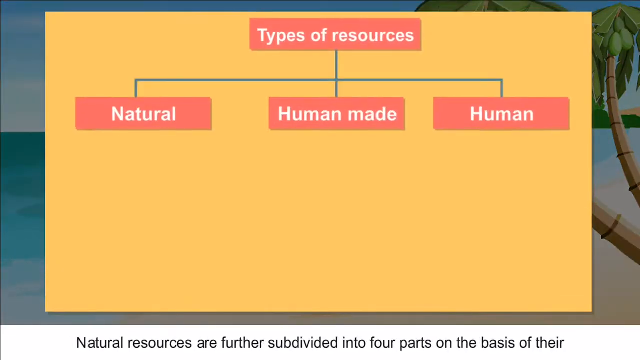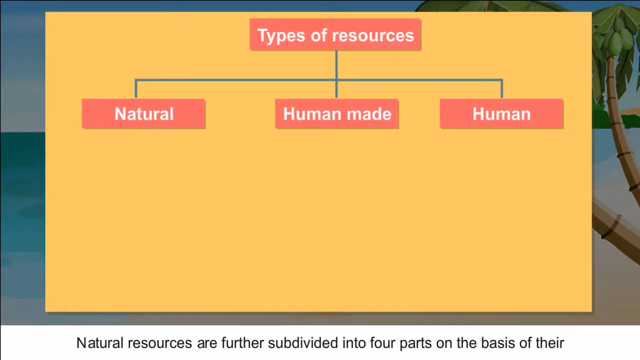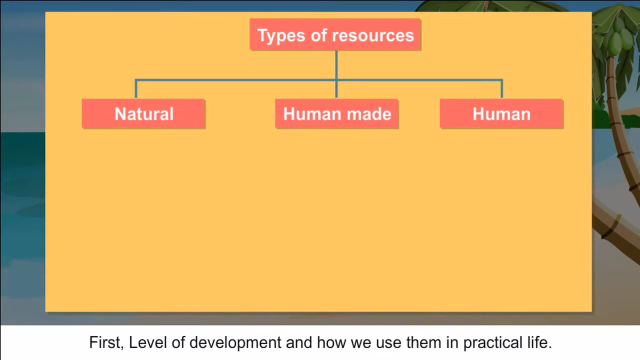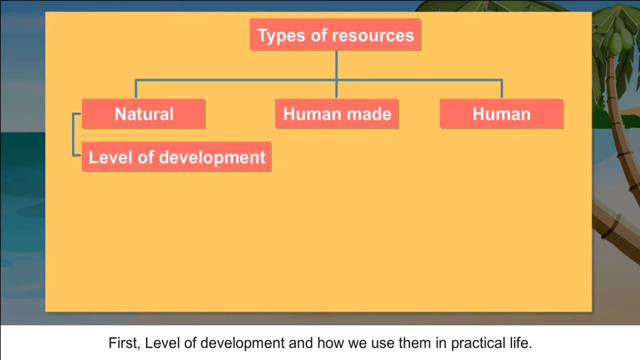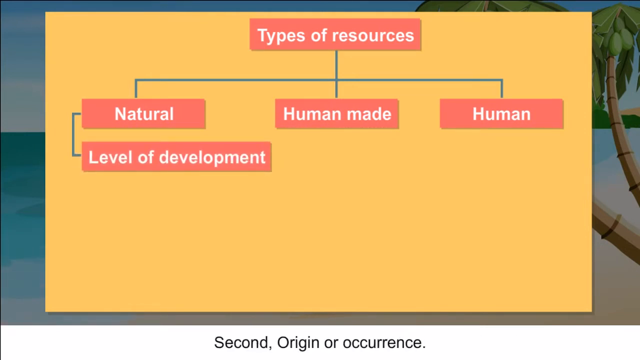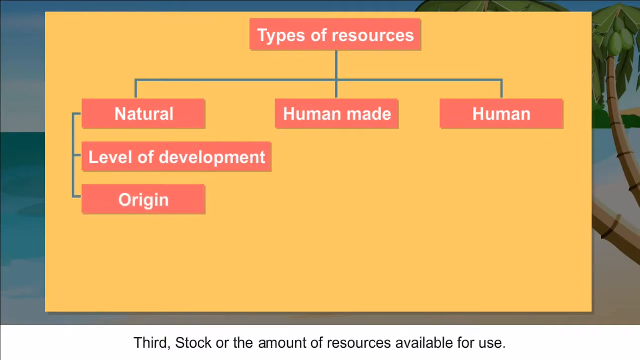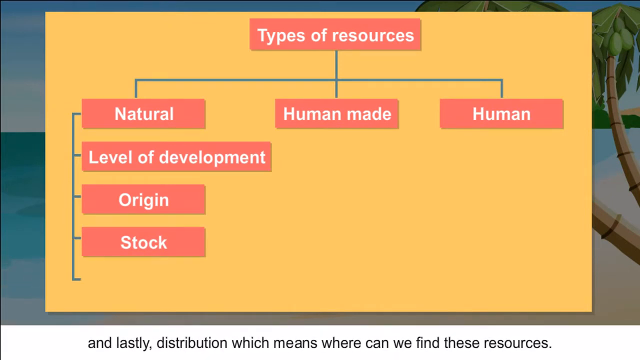Natural resources are further subdivided into four parts on the basis of, first, level of development and how we use them in practical life. Second, origin or occurrence. Third, stock, or the amount of resources available for use. And lastly, distribution, which means where we can find these resources.